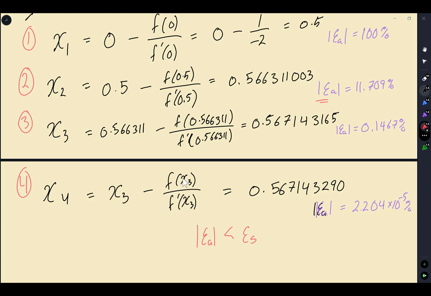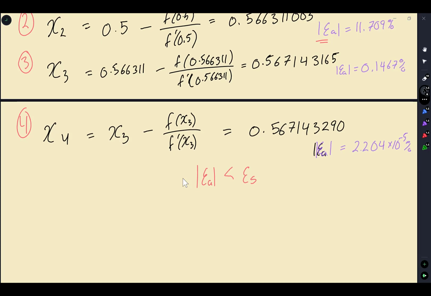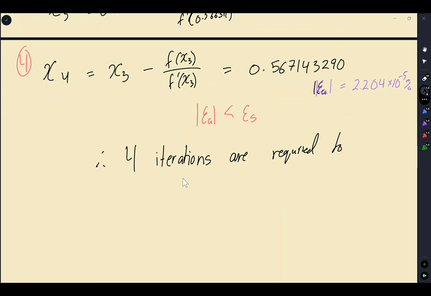Therefore, it requires 4 iterations using the Newton Raphson method to get 6 significant figures which are accurate. So, 4 iterations are required to achieve 6 significant figures that are accurate.